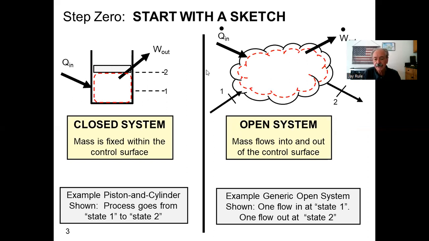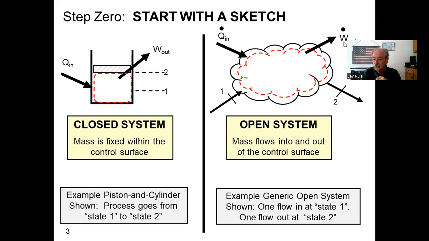Let's jump back because I forgot to say something about the closed system. Typically, we're studying a process that goes from state one to state two. And during that process, some work is done by the closed system, W out, and some heat is added to the system, Q in. And so I do want you to recognize with your eyes the difference between W out and W dot out. This is output work in kilojoules. This is output power in kilowatts.